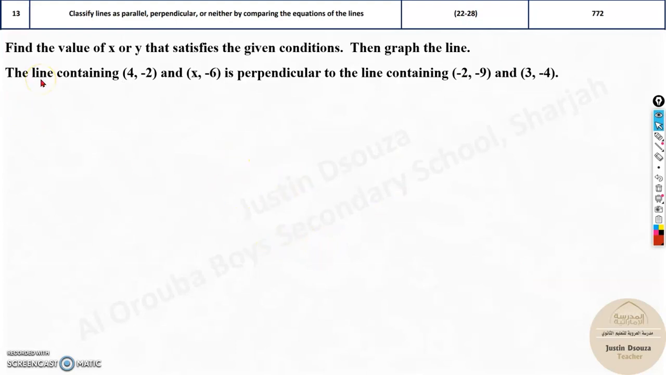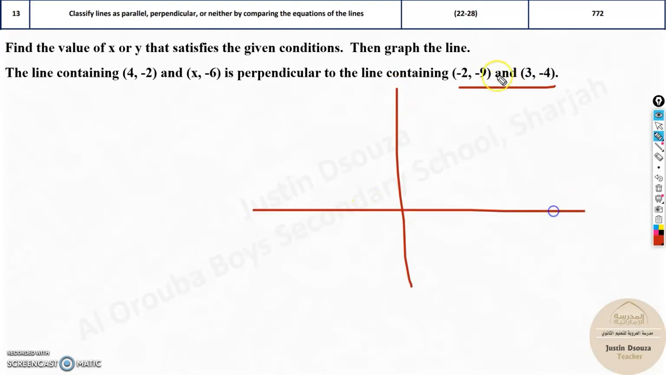Here, you need to find the x or y that satisfies the given condition. You have been given some points. They have told we need to graph this line. The line contains 4, minus 2 and unknown value x, minus 6. This is perpendicular to this particular line. So this is the given line. Now they have told there are 2 points: minus 2 and minus 9, somewhere over here, and 3 and minus 4 somewhere over here.